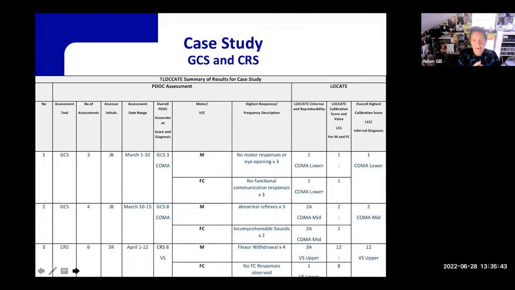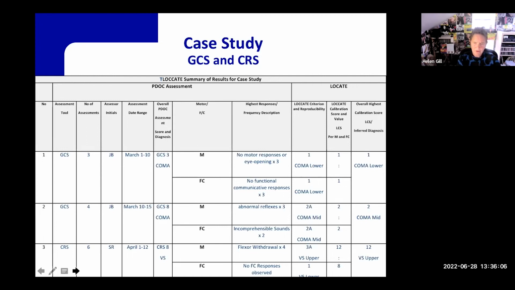So let's give you a case study to help you through that. We have someone who started off with these Glasgow COMA scales, and you can see that first row is shown there. Then they had another Glasgow COMA scale. They had a series of 4. You can see in that row too. So their score was 8 on the Glasgow COMA scale.